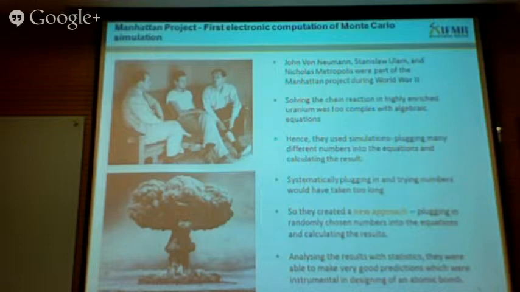So these are three scientists, John, Stan, and Nicholas. They were involved in the Manhattan Project. It was a project launched by the US government, with participation from Canada and the UK, with the objective of developing an atomic bomb. The problem the scientists faced was: how do you model a very complex chain reaction in highly enriched uranium? They were looking at this highly enriched uranium and trying to get a handle on what the complex reaction would look like.